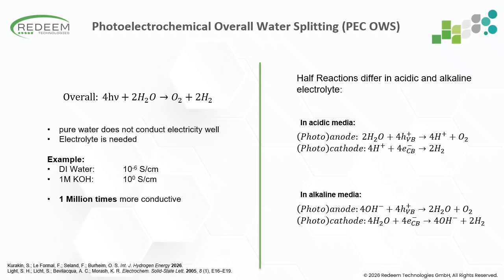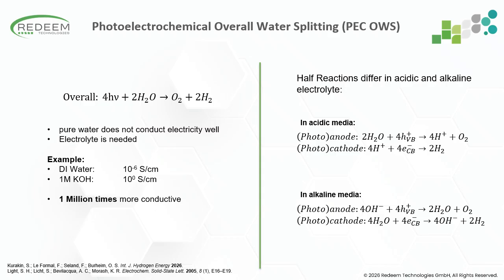One important practical point is that pure water is actually a very poor electrolyte. Its conductivity is around 10^-6 Siemens per centimeter, whereas a typical 1 molar KOH solution reaches about 1 Siemens per centimeter, so roughly 1 million times higher. Without an electrolyte, the ohmic resistance would simply be too high for efficient operation.